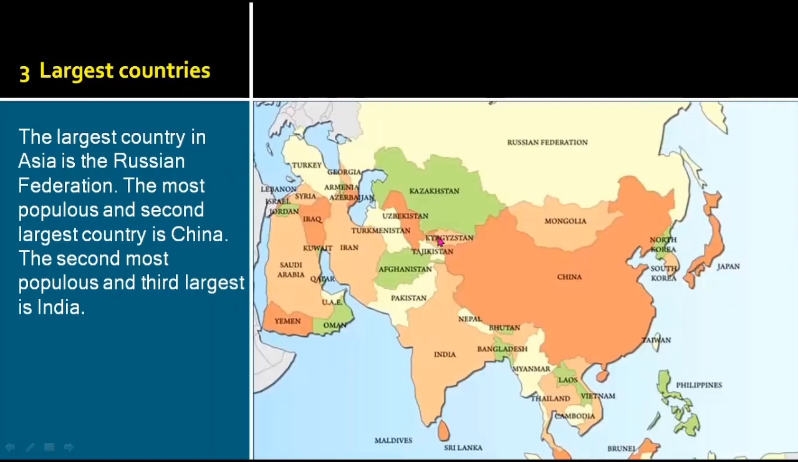In terms of countries, we have three big countries. The largest country in Asia is the Russian Federation. You can see here, the Russian Federation is the largest. Then comes China, then comes India. So Russia, China, and India are the biggest countries in terms of population also, and at the same time in terms of territory.